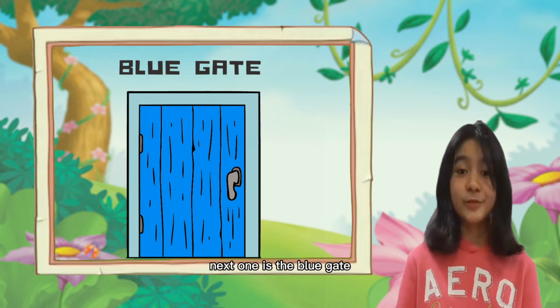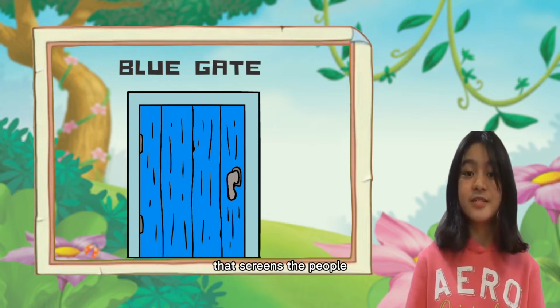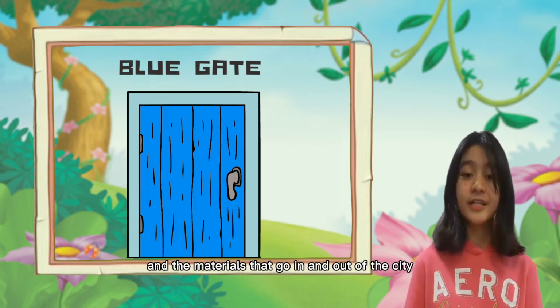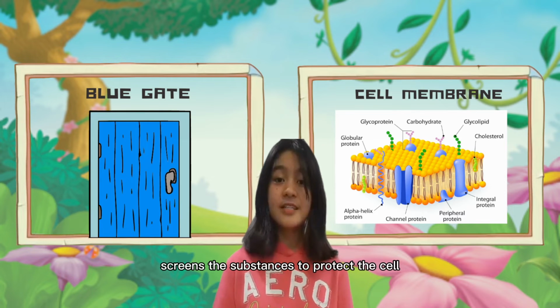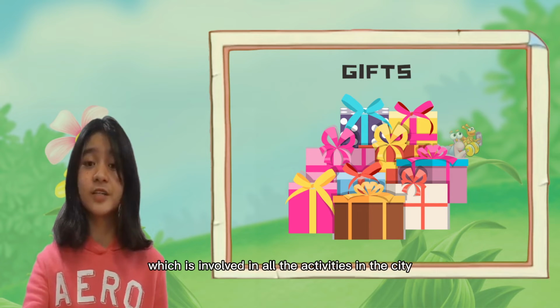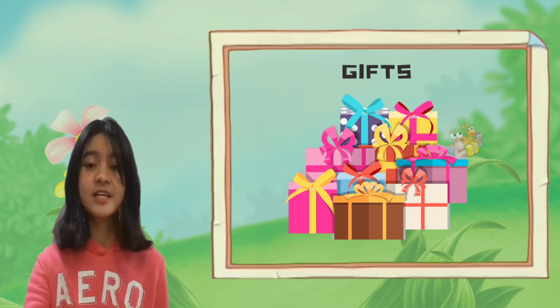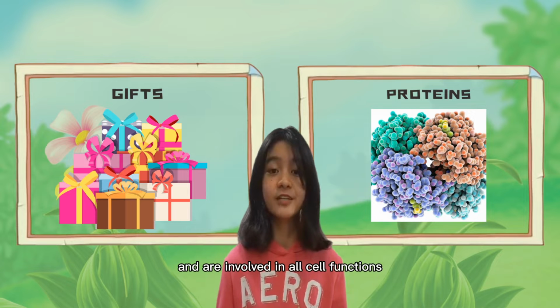Next one is the blue gate. The blue gate acts as the screener that screens the people and the materials that go in and out of the city, just like how the cell membrane or the plasma membrane screens the substances to protect the cell. Gifts. The gifts are the main production in Dora City, which is involved in all the activities in the city, just like how the proteins are responsible and are involved in all cell functions.